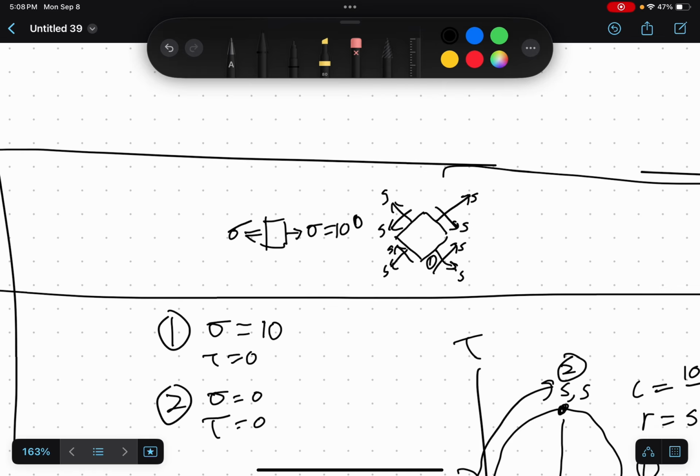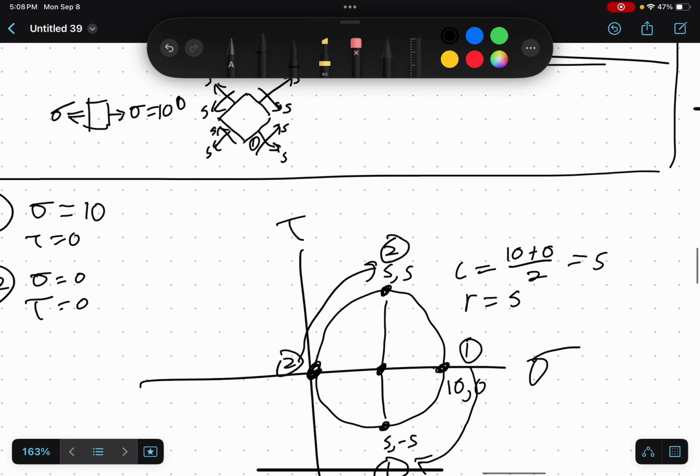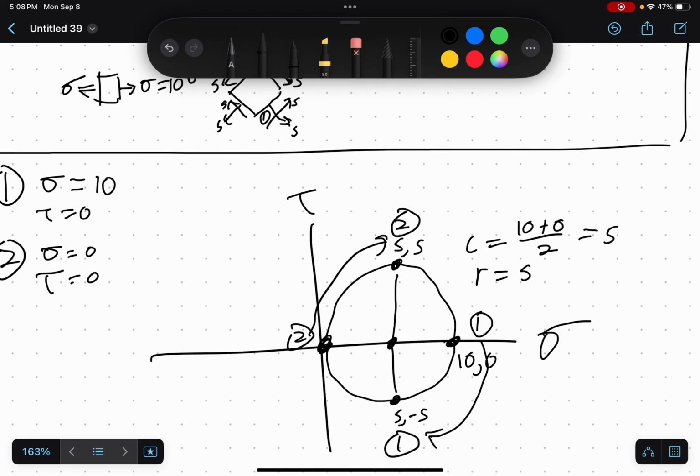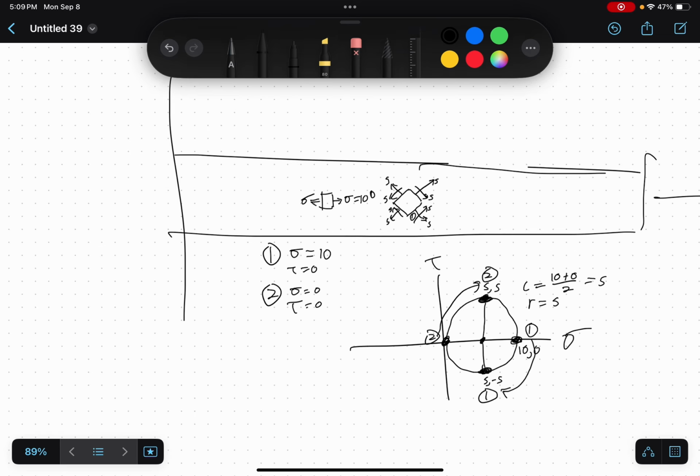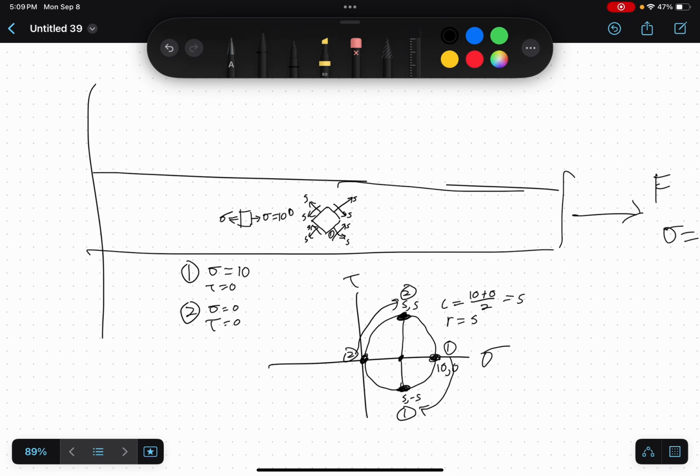Okay, so we can see that we can never get to an orientation where all we have is shear stress. There's always going to be normal stress. The best we can do is up here and down here. So we have to pick a material that withstands a maximum normal stress of 10 and a maximum shear stress of 5, along with a normal stress of 5.